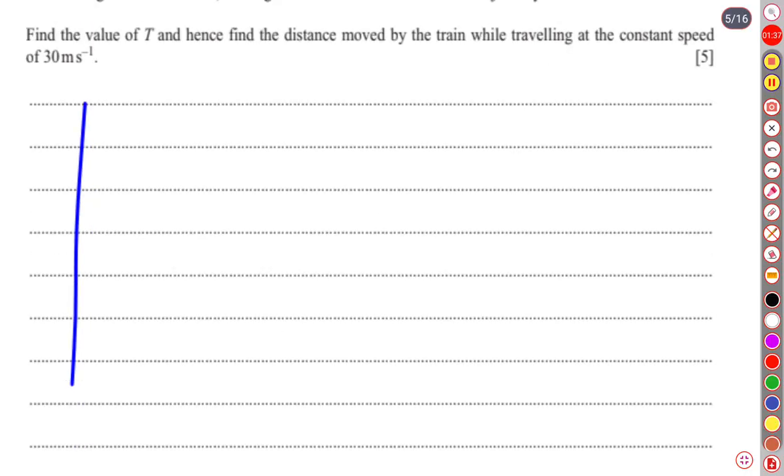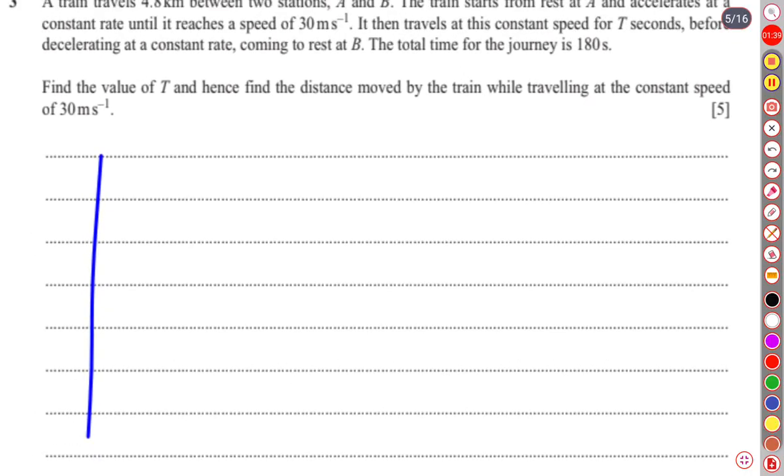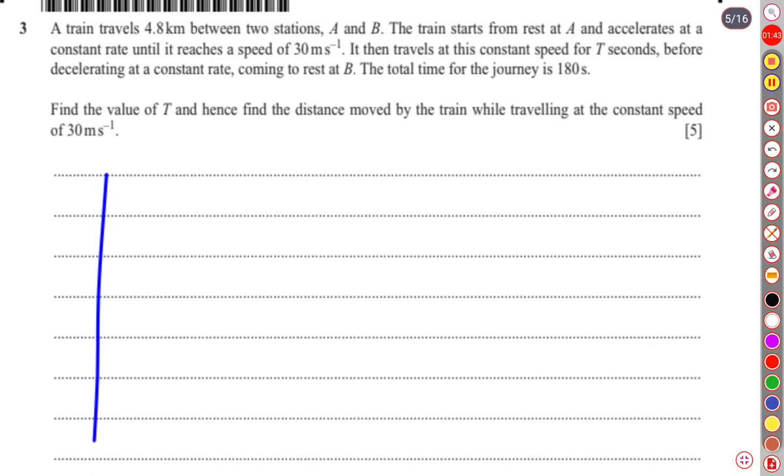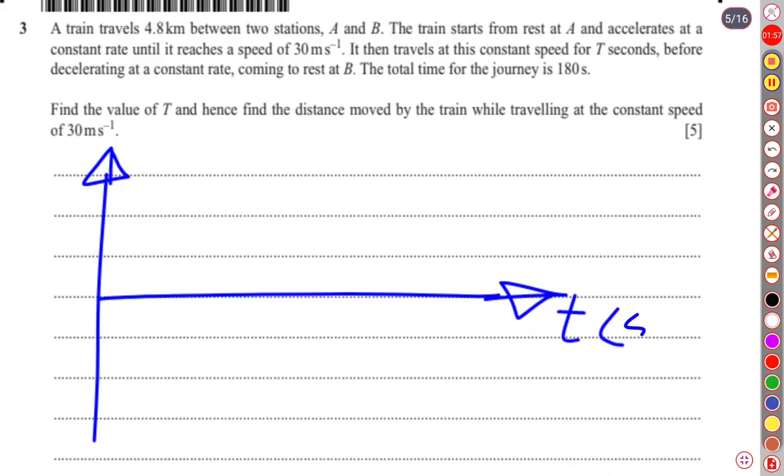This is the velocity, that means vertical axis velocity. After that, this is velocity, and we are supposing this horizontal axis as time, t seconds, and vertical axis is v meter per second.